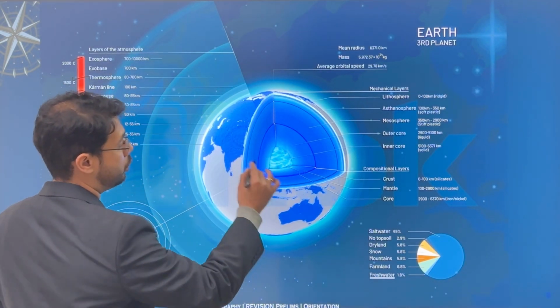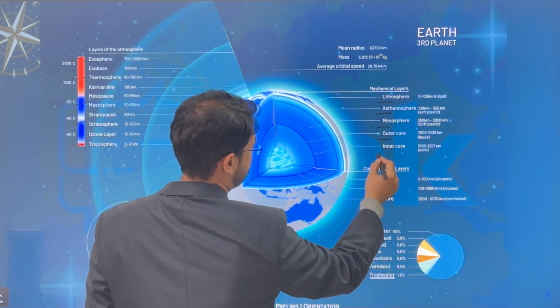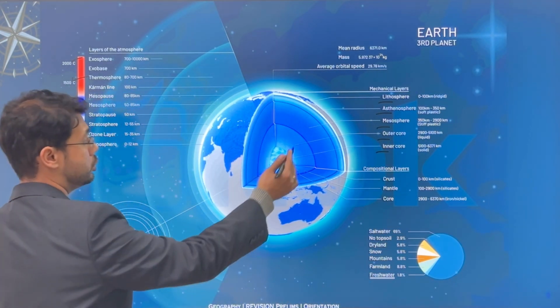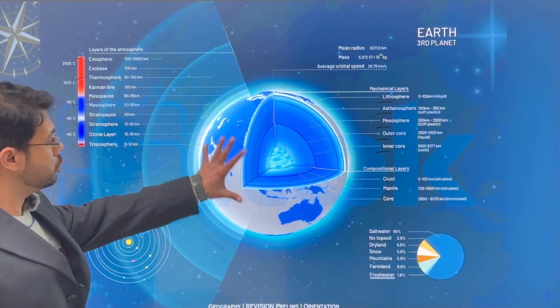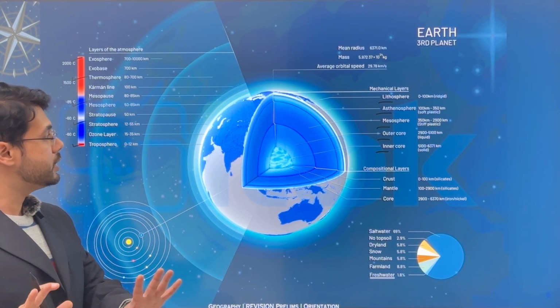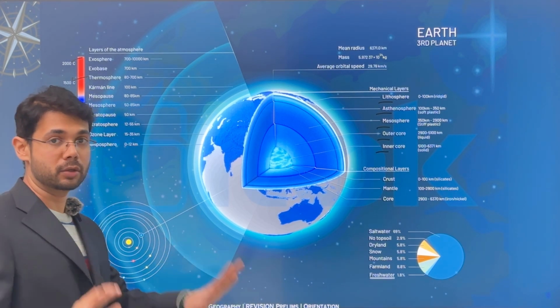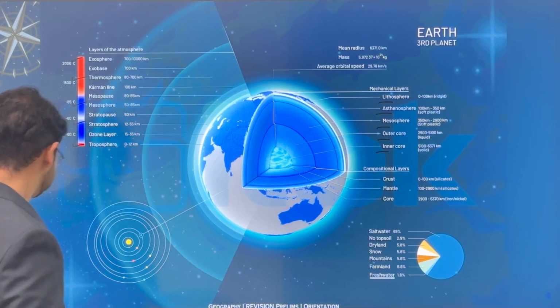And when we go below, then we find lithosphere, asthenosphere, mesosphere, outer core, inner core. Now this mesosphere is inside. That layer is also called mesosphere, but what you need to remember is it is mostly mantle. UPSC does not recognize this mesosphere. UPSC recognizes this as mantle.